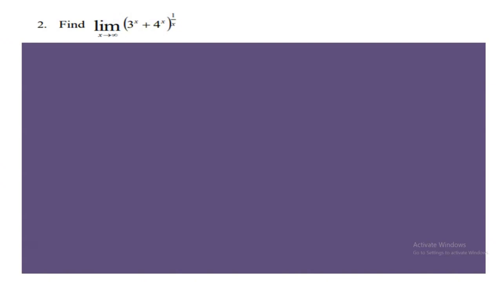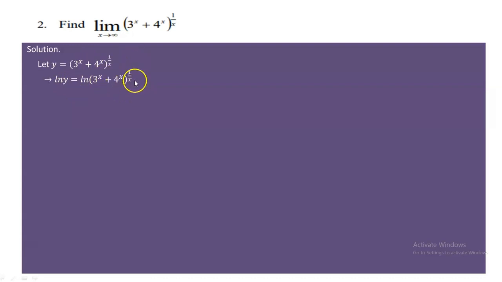for the workout part. So you are asked to find the limit of this one. In order to find the limit of this, let me call this y. y is equal to (3 to the power x plus 4 to the power x) to the power of 1 over x. And from this, let me introduce ln on both sides because we are having an exponent 1 over x. So ln y is equal to ln of (3 to the power x plus 4 to the power x) to the power of 1 over x.